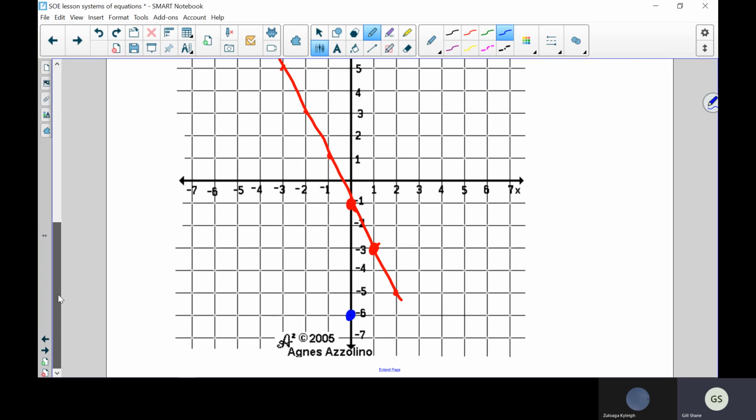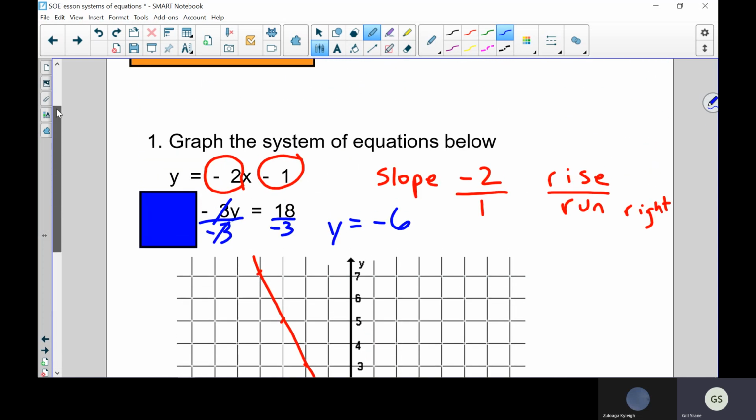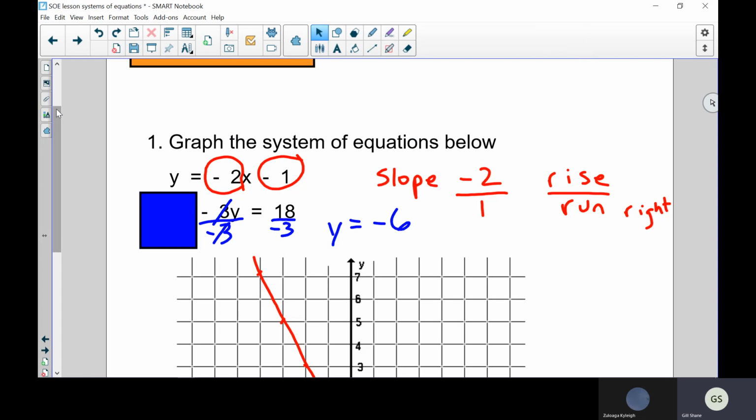I do not do rise and run from here. Again, that doesn't come into play at all on this type of equation. Y is not by itself, so I can't do rise and run. I have to do cover up and solve again, only now I cover up the other term, and then now I'm solving for x instead of y.